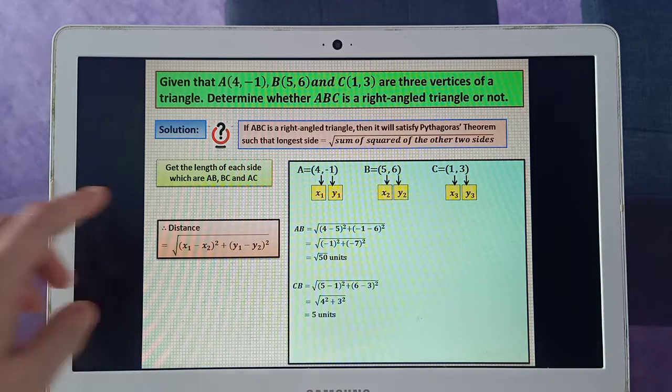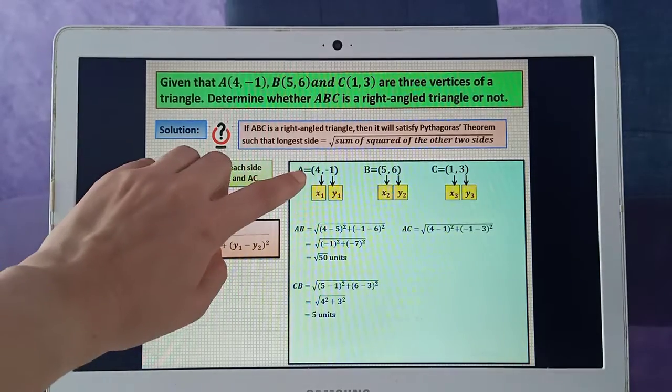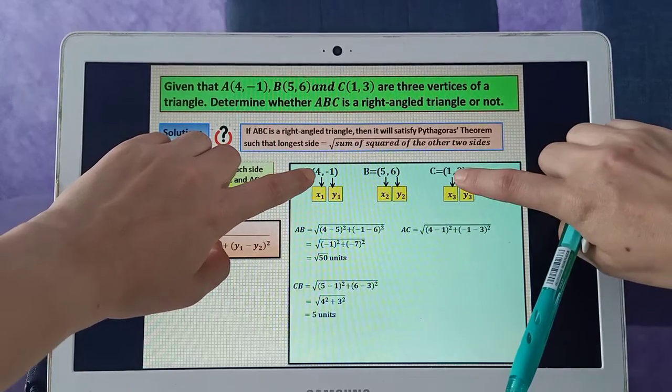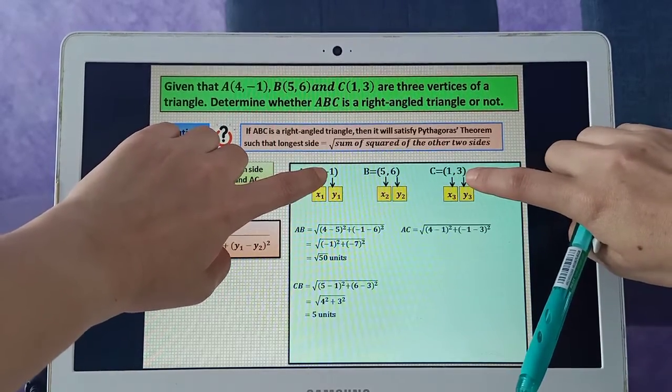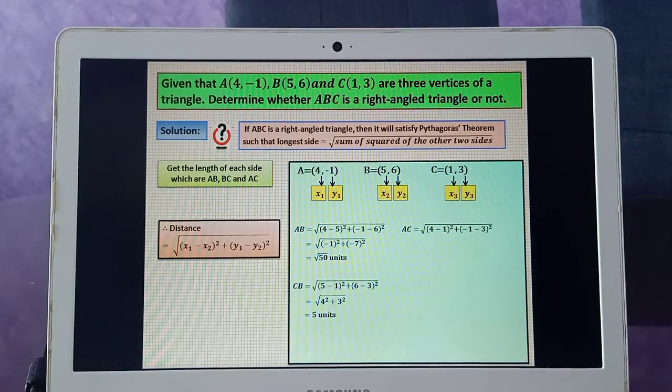Next we are going to find side AC. The length of AC is equal to 4 minus 1 in a bracket square plus negative 1 minus 3 in a bracket square. And you will get 5 units as the final answer.